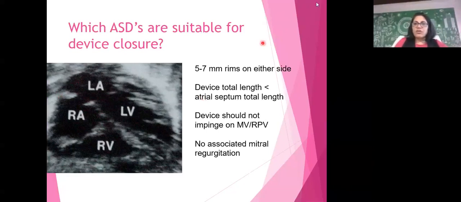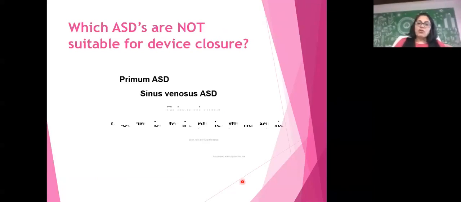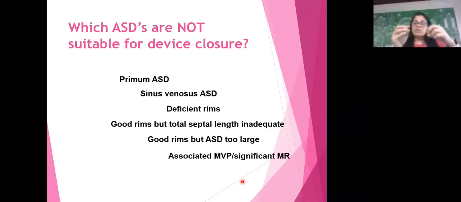We make sure that there's a lot of rim on each side. It shouldn't impinge on the pulmonary veins. It shouldn't impinge on the mitral valve. There shouldn't be associated mitral valve problems. Those are suitable for device closure. Not suitable would be your primums, your sinus venosus ASD, or your secundum ASD that doesn't have enough rims, or it's too big an ASD in a small child.